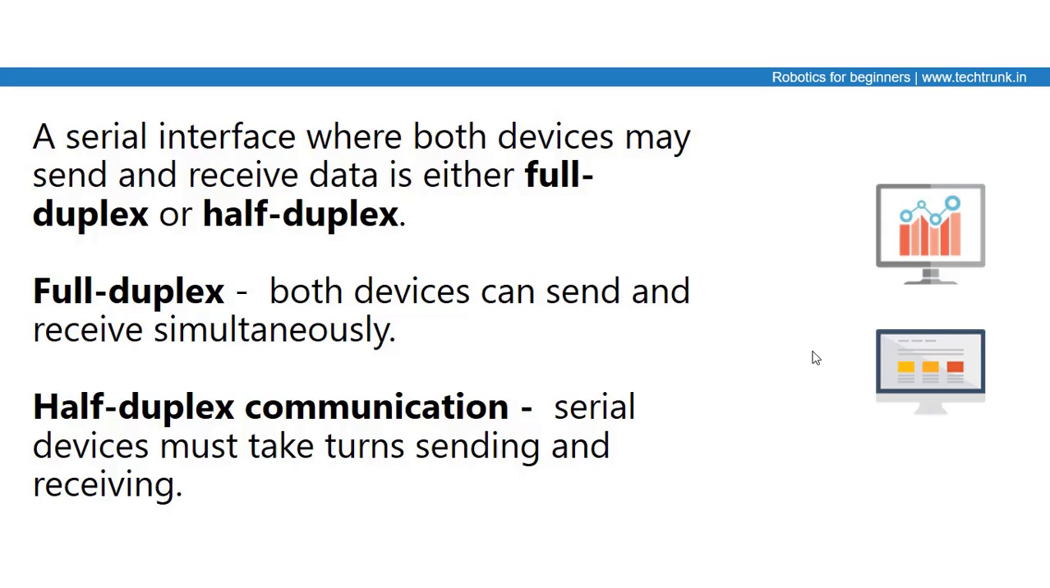A serial interface where both the devices may send and receive data is either full duplex or half duplex. Or you can also say there are two types of serial communication. One of them is full duplex and another is half duplex. Full duplex serial communication is where both the devices can send and receive data simultaneously. Whereas half duplex communication is the type where the serial devices must take turns while sending and receiving data. So at a time only either sending or receiving of data can be done.